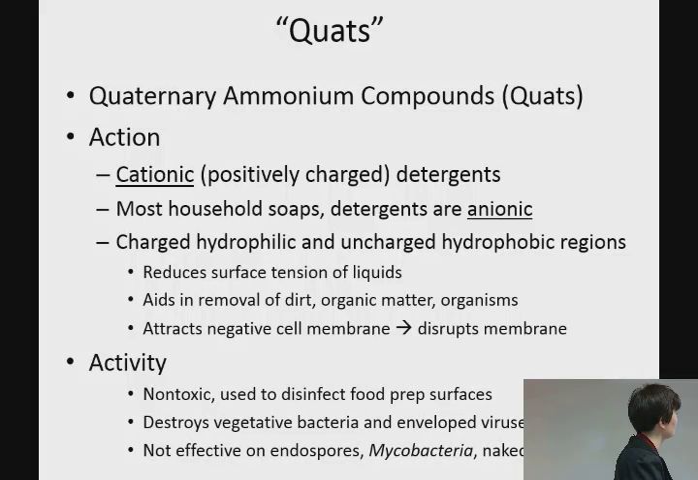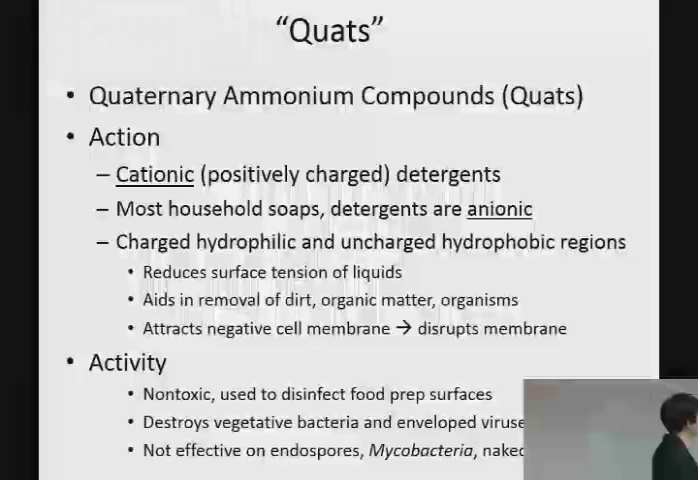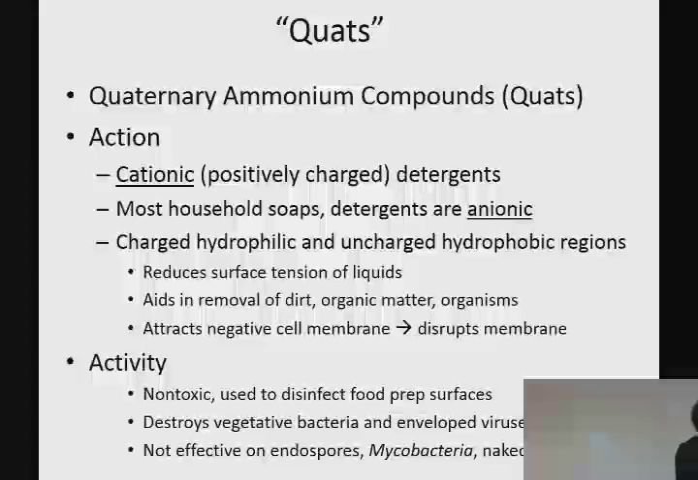So we're just going to talk about those for just a little bit longer. So quats, quaternary ammonia compounds. As I said, they're positively charged. Most things that you would use in your house, in your regular life, like soap, detergent, and like the dishwashing detergent, those are negatively charged, anionic. So that's different from these quats. They have the ability to reduce surface tension, as all surfactants do, so they help remove dirt, organic matter, and stuff. Because the quats are positively charged, they do something that your regular household anionic detergents don't, which is they attract the negative cell membrane.